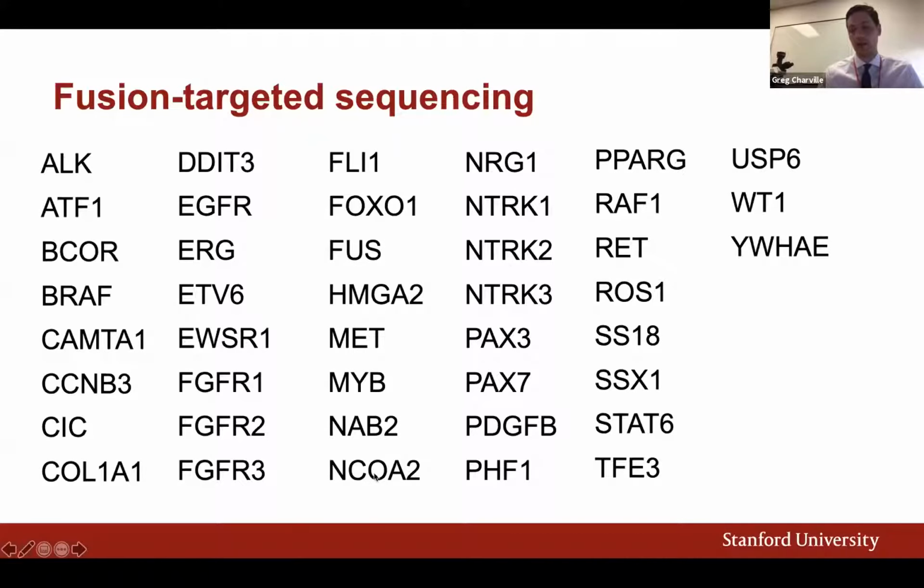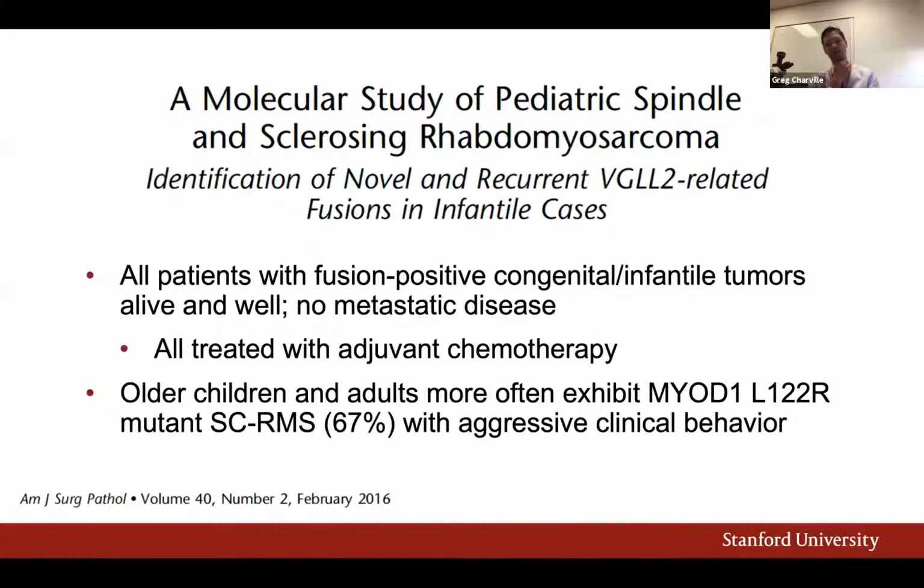It did include NCOA2, which is one of the partners that is recurrently rearranged in spindle cell rhabdomyosarcoma, congenital type spindle cell rhabdomyosarcoma. And indeed, we found a VGLL2-NCOA2 fusion in this tumor, supporting the diagnosis of a congenital type spindle cell rhabdomyosarcoma. I'll point out from this 2016 paper, it was quite interesting.